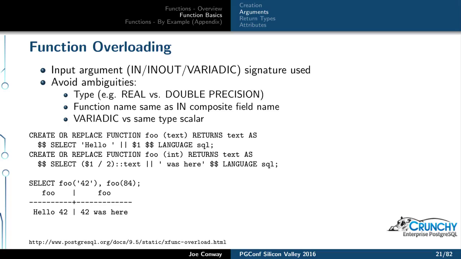So here's an example where I create the same function foo. The first one is defined to take an argument of type text. The second one is defined to take an argument of type int. In the first case, I'm just going to concatenate the argument to the word hello. And in the second case, I'm going to do a division and cast it to text and then concatenate it to was here. So I can call this exact same function name the first time with text and the second time with an integer value. And the right function gets called depending on the type of the argument. Any questions about that?